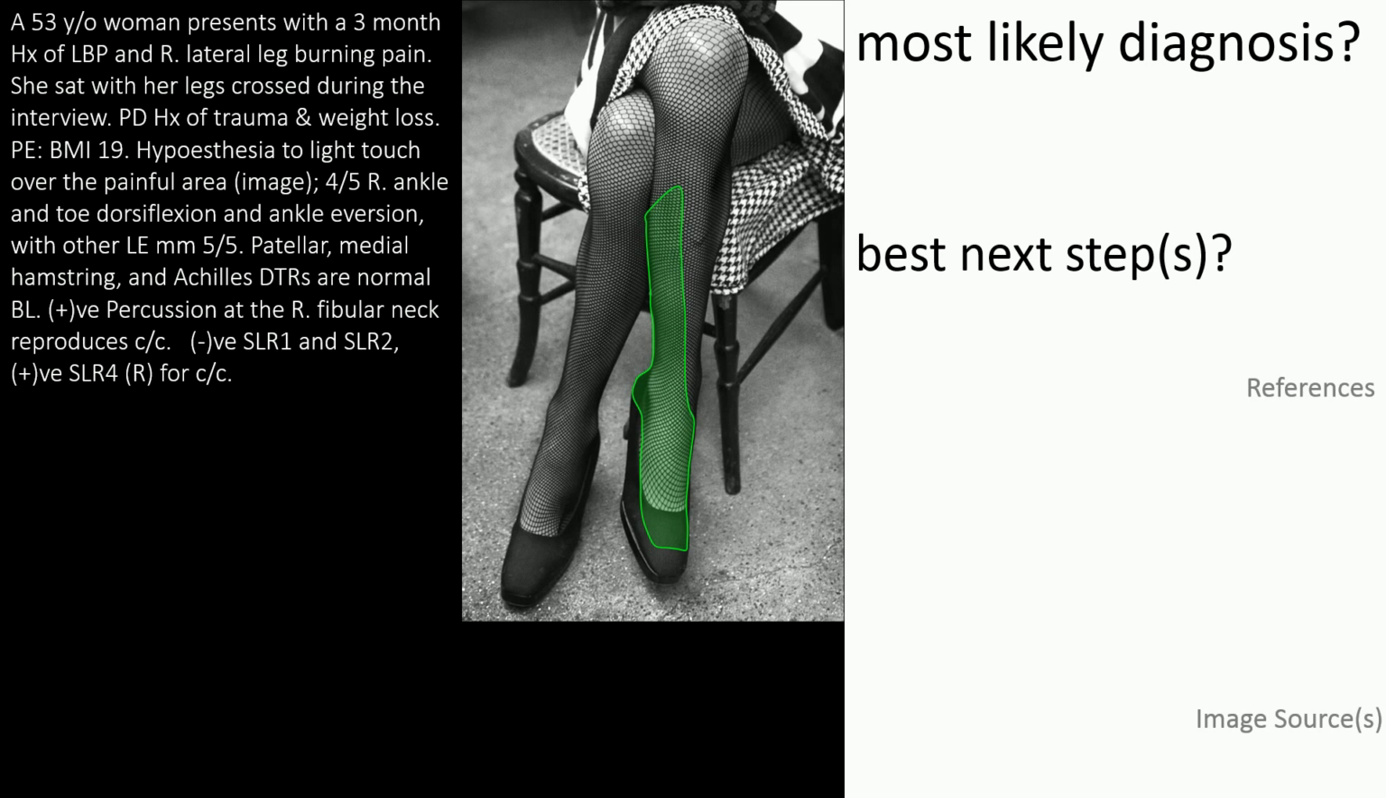There's grade 4 out of 5 strength of right ankle and toe dorsiflexion and ankle eversion, with the other lower extremity muscles testing normal. The patellar, medial hamstring, and Achilles reflexes are normal on both sides. The percussion test is positive at the right fibular neck and reproduces the chief complaint. Straight leg raise variation 1 and variation 2 are negative, whereas straight leg raise variation 4 is positive on the right side for reproduction of the chief complaint in the leg.